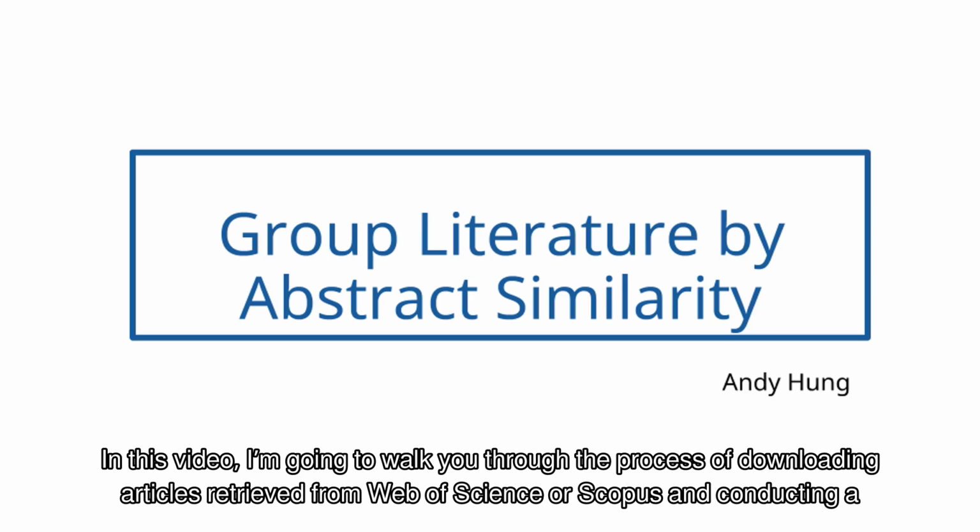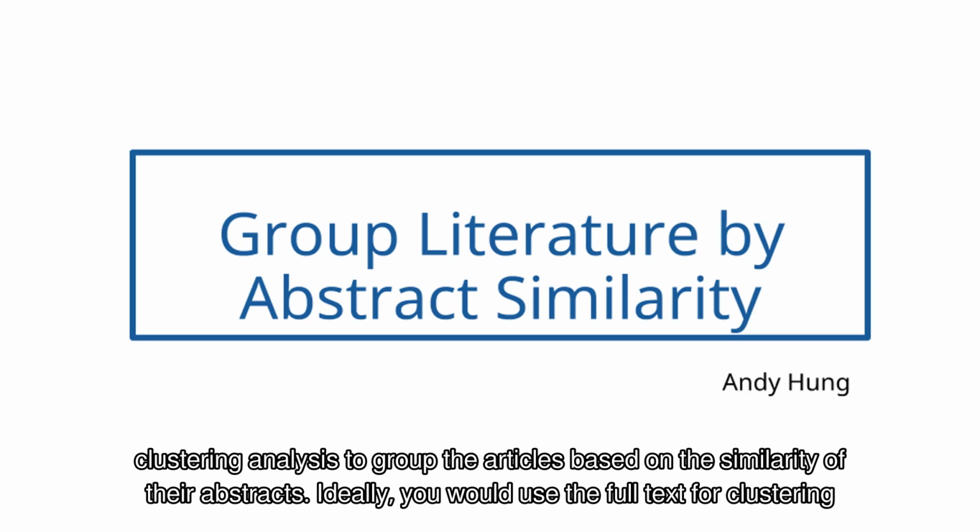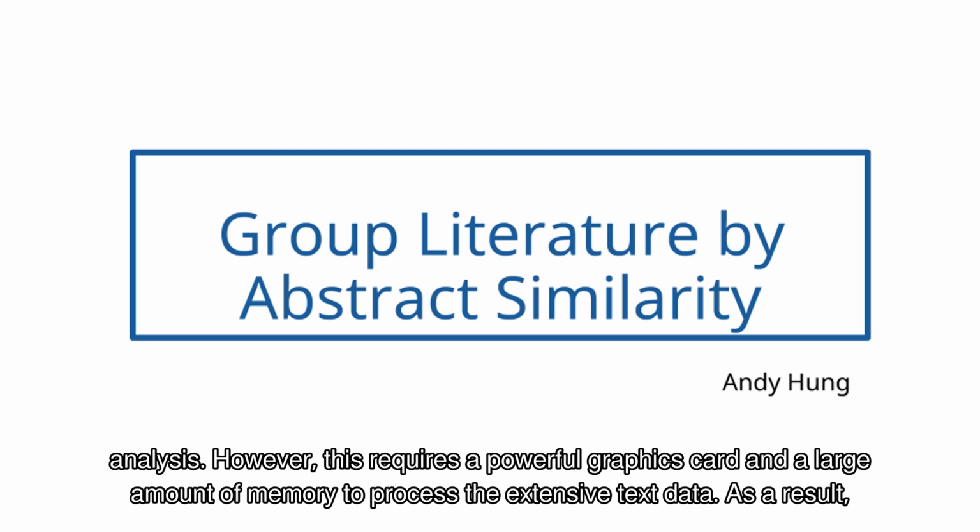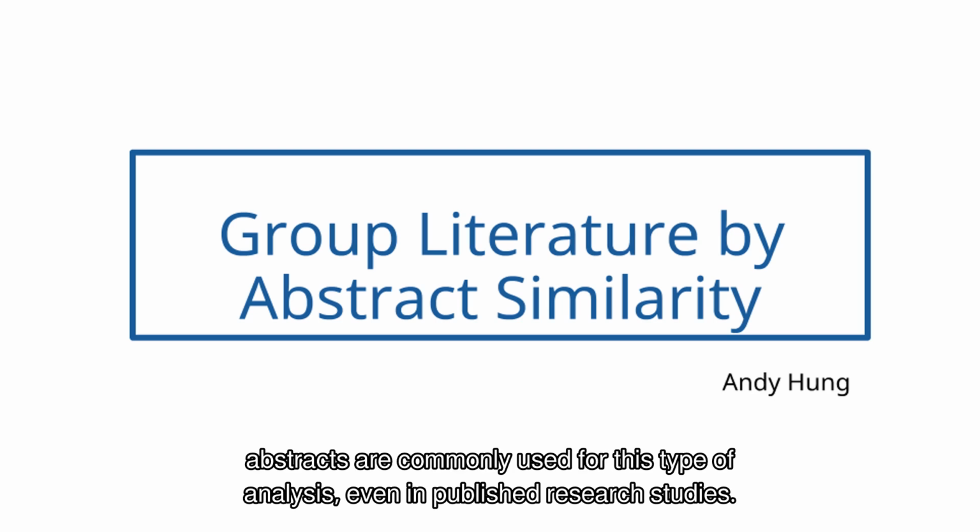In this video, I'm going to walk you through the process of downloading articles retrieved from Web of Science or Scopus and conducting a clustering analysis to group the articles based on the similarity of their abstracts. Ideally, you would use the full text for clustering analysis. However, this requires a powerful graphics card and a large amount of memory to process the extensive text data.